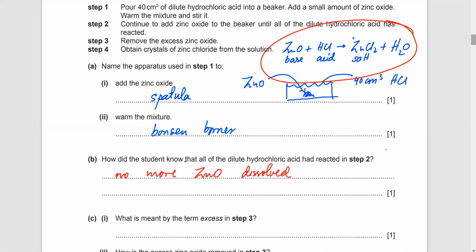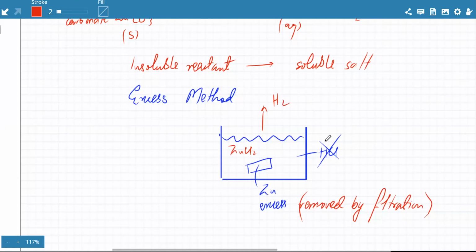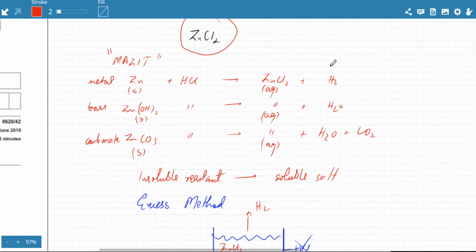Remember, you're only going to write the effervescence thing if there's a gas being produced. For example, in the other reactions, there was a gas being produced. If it were the first reaction, hydrogen gas is being produced. If it were the third reaction, carbon dioxide gas was being produced, but not the middle reaction. There's no gas being produced.